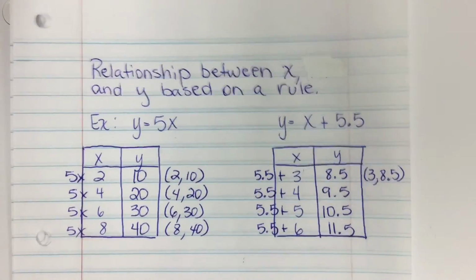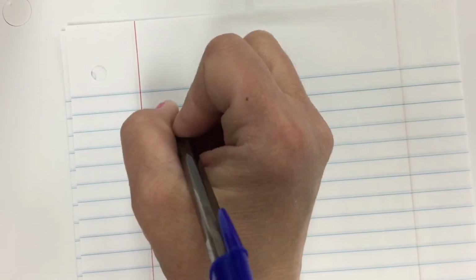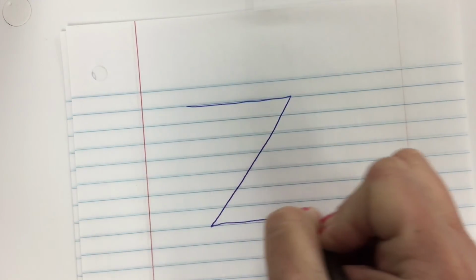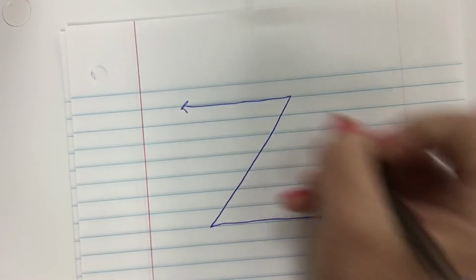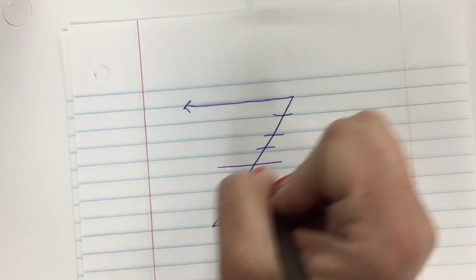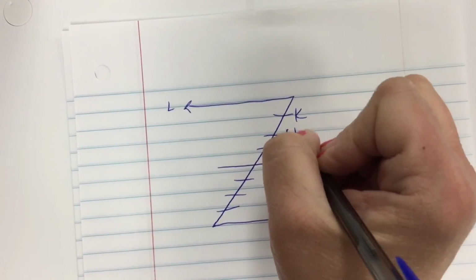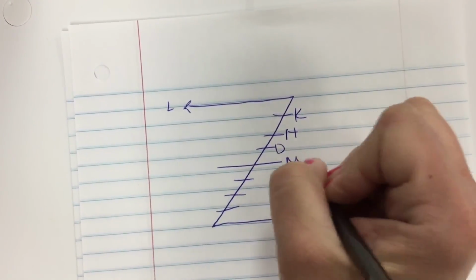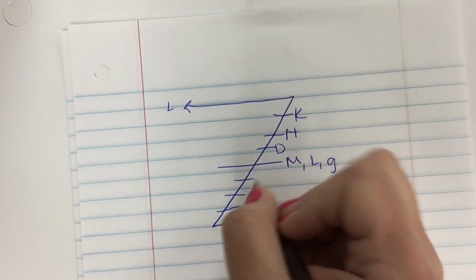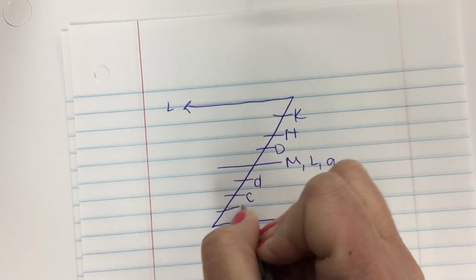Okay, the last thing you're going to do is conversions. So you need to go and double check your notes on conversions. Remember how to do the Z. You'll have 2 metric conversion questions. Okay, left, right, K, H, D, meters, liters, and grams, deci, centi, and milli.